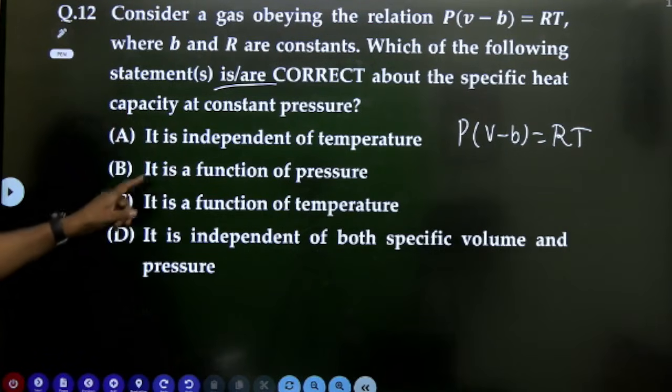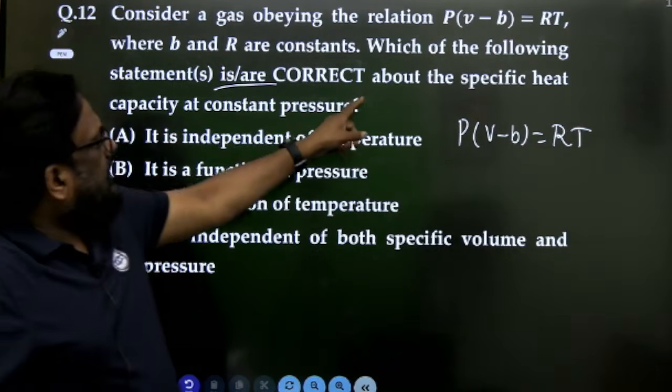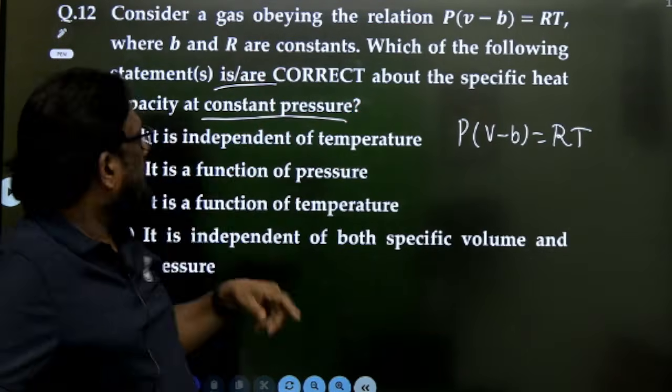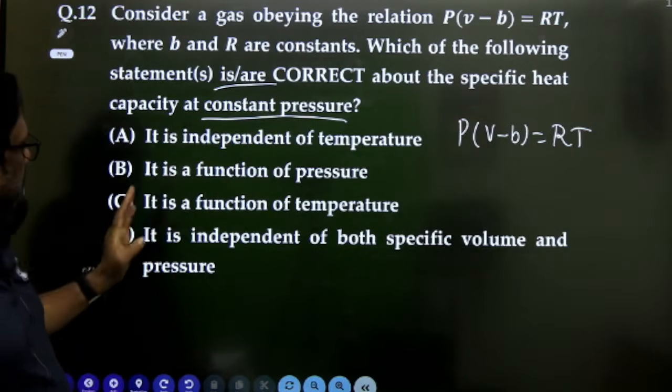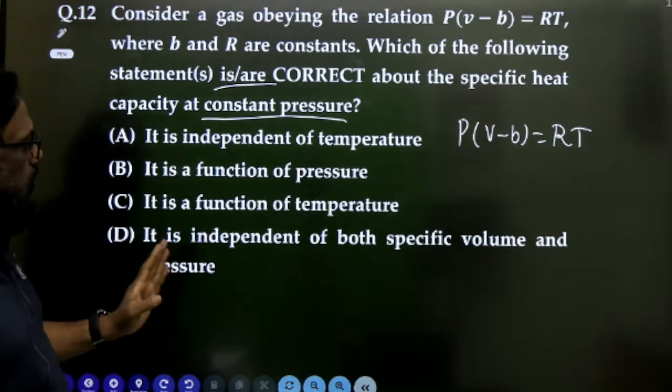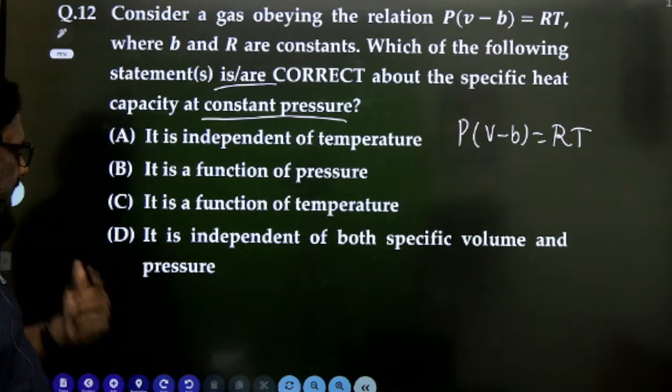ऑप्शन एक बार देख लीजिए। This specific heat capacity at constant pressure, मतलब he is talking about CP. CP is independent of temperature, is a function of pressure, is a function of temperature, is independent of both specific volume and temperature.